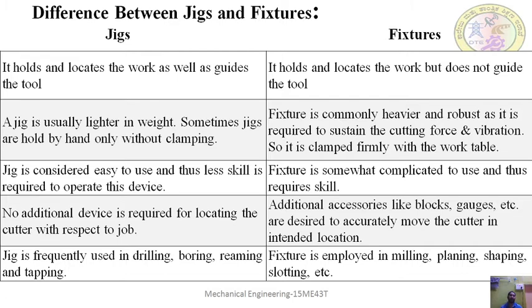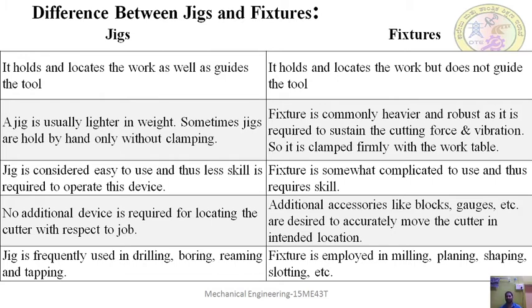So the jig is lighter in construction, the fixture is heavier in construction. That is the difference. A jig is considered easy to use and thus less skill is required to operate the device. A fixture is somewhat complicated to use and thus requires skill. Why? Because less skill is required when it is already guiding the tool. If the jig is fixed, there is no need to use extra skill to do the operations, because it is guiding the tool to the operation by locating the machining places itself. So there is no need for any extra skill or extra measurement when you are using jigs.